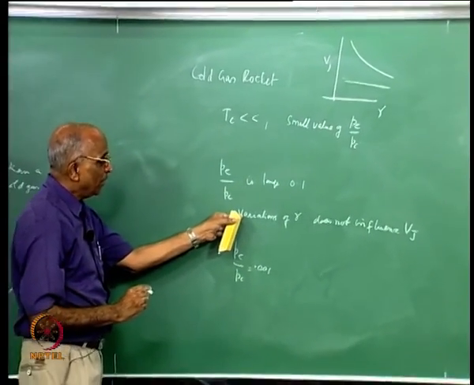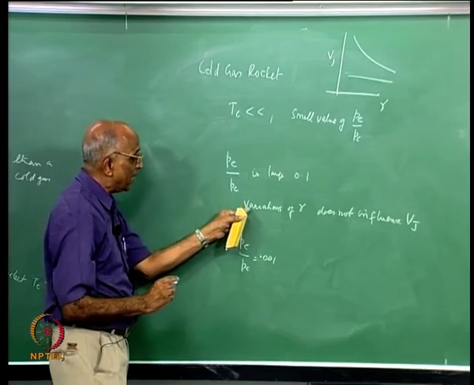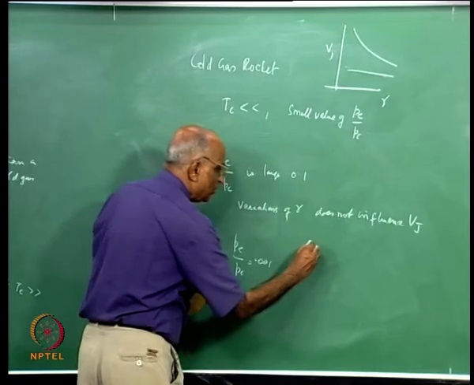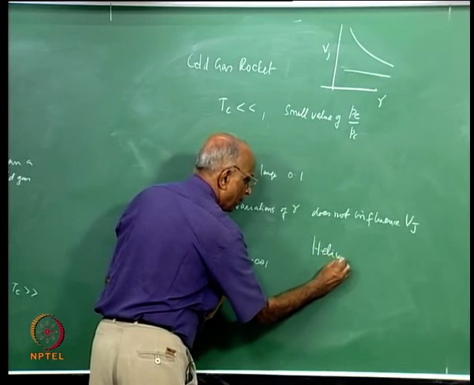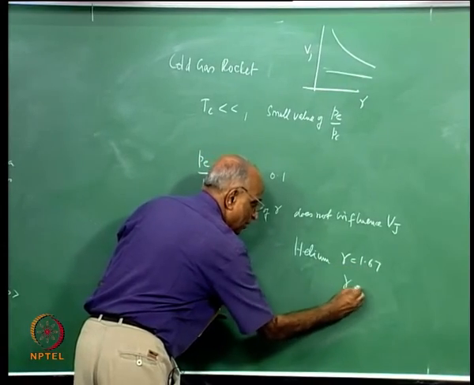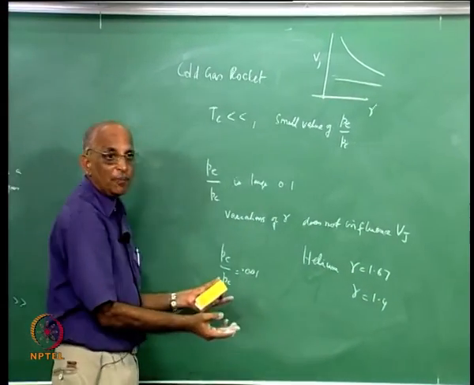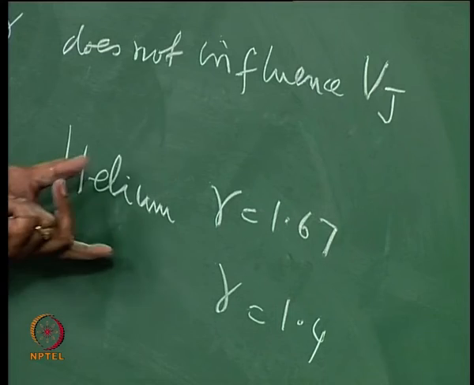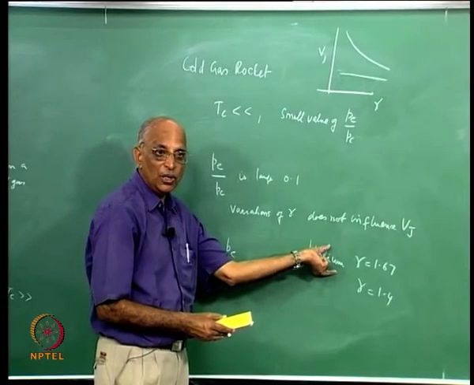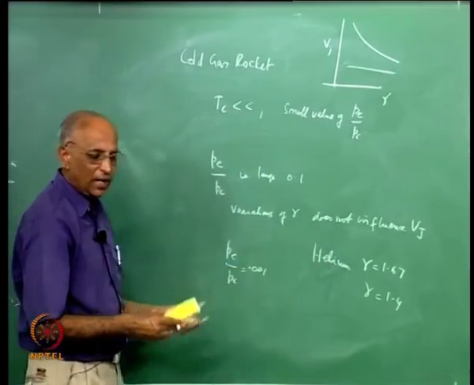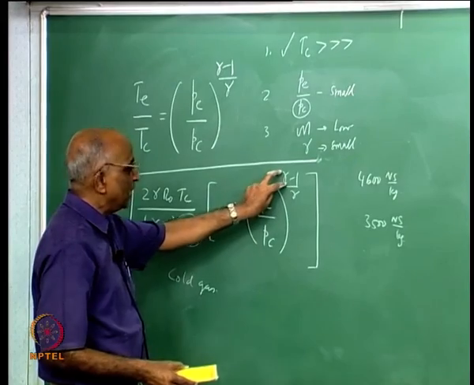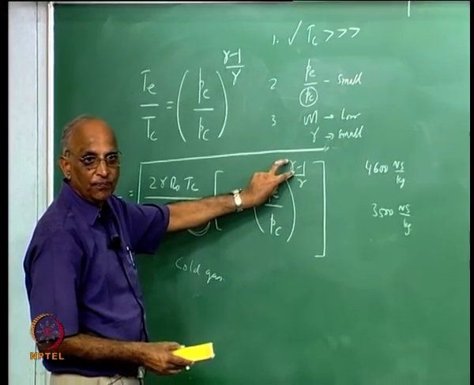What does it tell you? If I have a rocket for which the expansion ratio is not very high, like a cold gas rocket, I can even use helium. Helium has a gamma of 1.67, and air has 1.4. Whether I use helium or air, it really does not make things worse. Therefore, a cold gas rocket normally uses a light gas like helium, which has a low molecular mass of around 4 gram per mole, and I get the benefit of the molecular mass and do not lose any effect due to gamma.